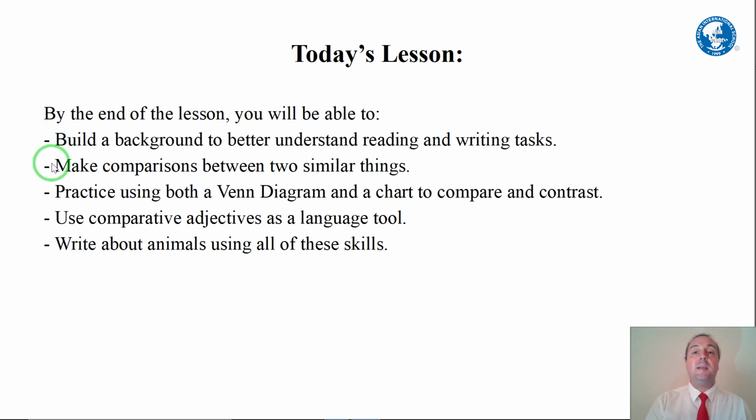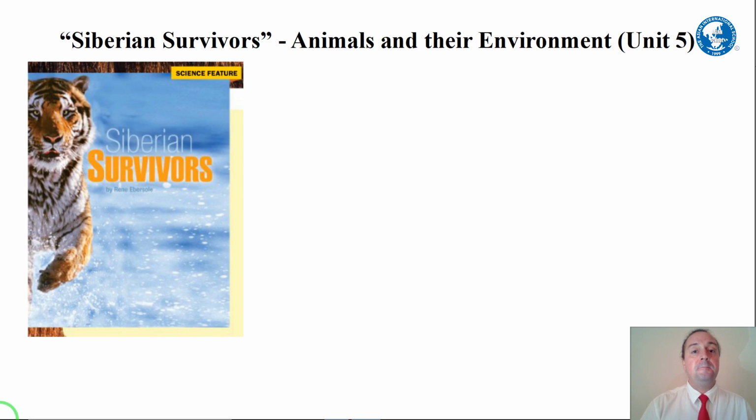Then we're going to understand how to make comparisons between two similar things, and we will do that using both a Venn diagram and a chart to compare and contrast. There are many ways to compare things. We'll show you two today. Then we'll use comparative adjectives as a language tool, and we're going to put all of this together by writing about animals. Let's get started.